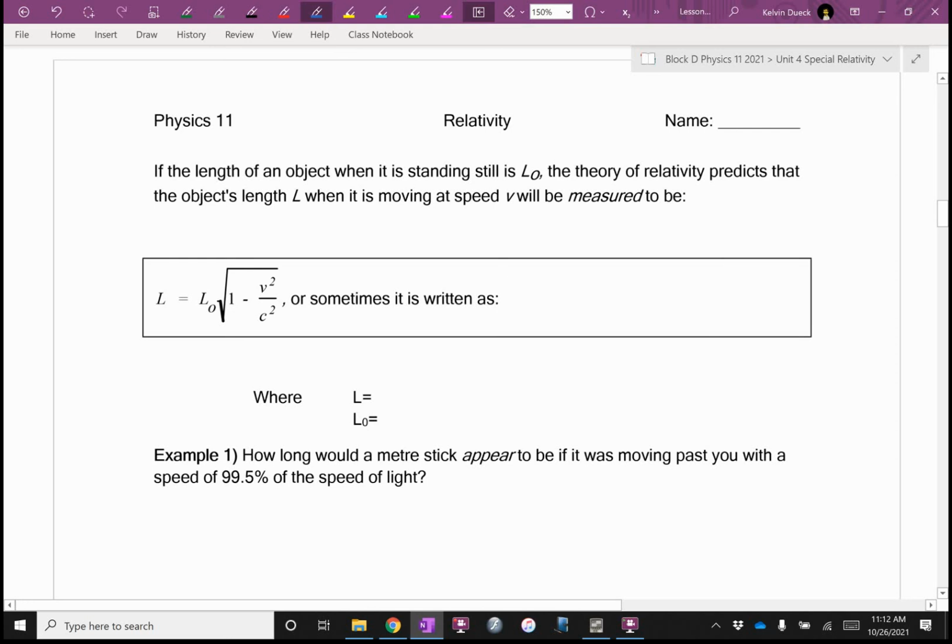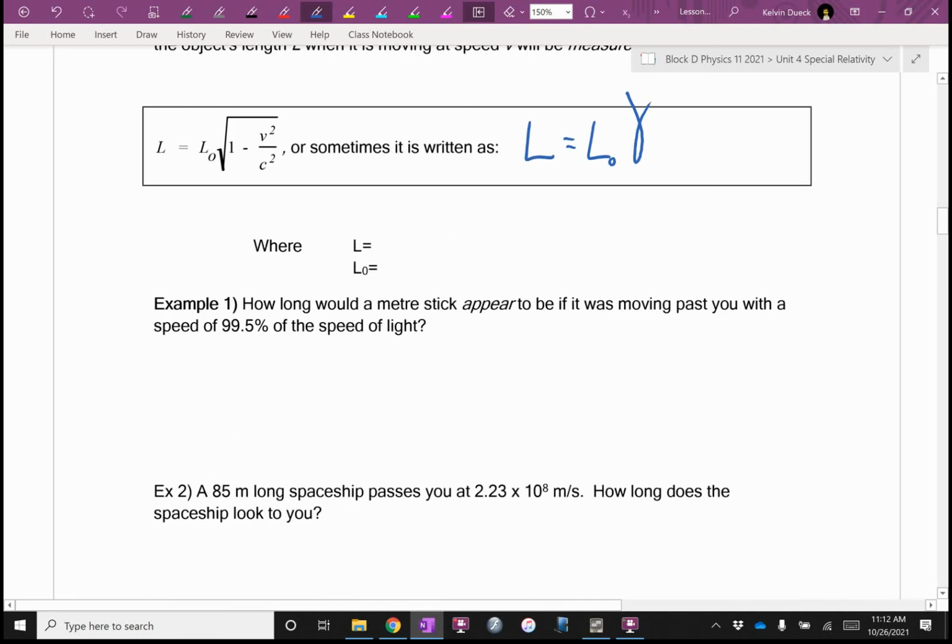You're not dividing by the square root, you're multiplying by the square root. Or if you want to use that Lorentz factor, you can write it like this: L equals L0 times that gamma thing, because that gamma thing is the abbreviation for the square root of 1 minus v over c all squared. I'm willing to bet all of you can figure out how to type this into your calculator, because it's kind of the same stuff we've been doing. What we really need to know is which one is L, which one is L0.